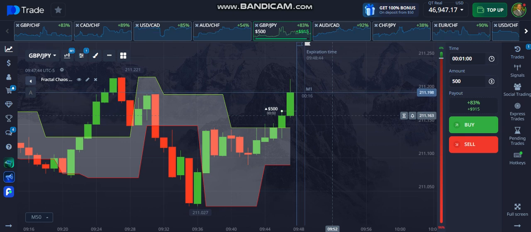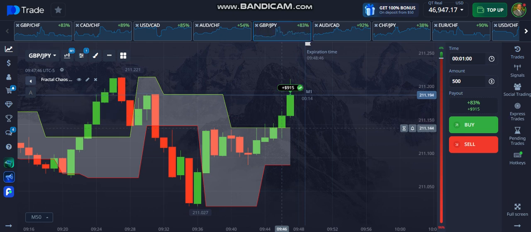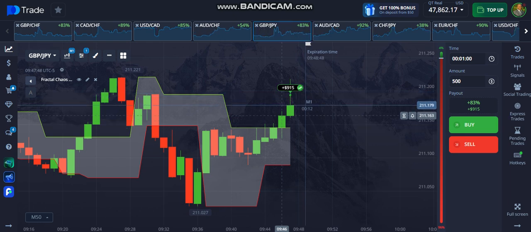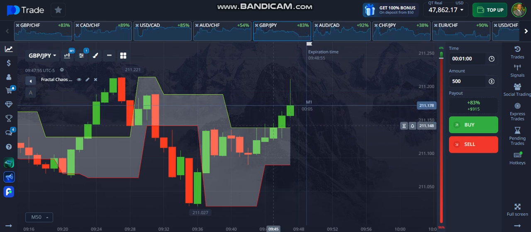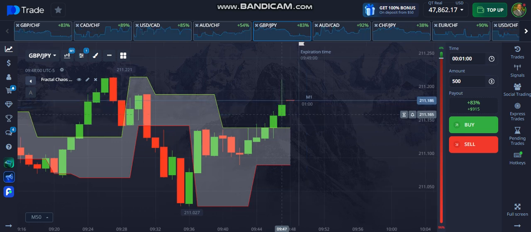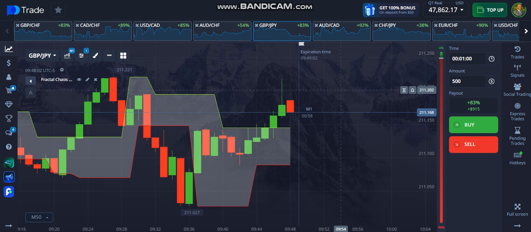And I didn't wait for the candle to close. As soon as I anticipated the candle would close, okay. So we won that trade. As soon as I anticipated that the candle would close outside the Fractal Chaos band line here, I went ahead and took the trade. Okay, so let's pause the video and look for the next setup.